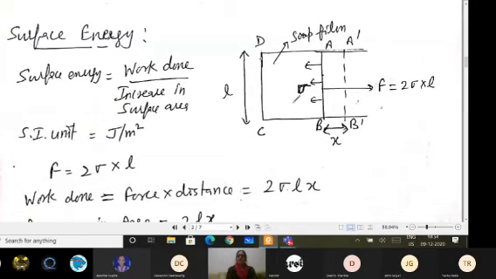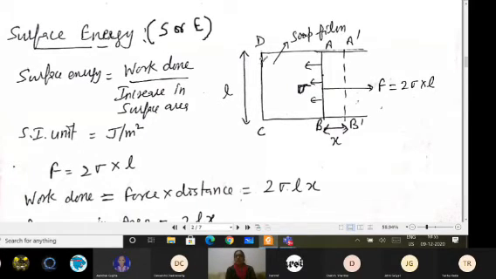The next term is surface energy. I can simply write it as S or E. Surface energy is a scalar quantity, and it is equal to the work done divided by the increase in surface area.